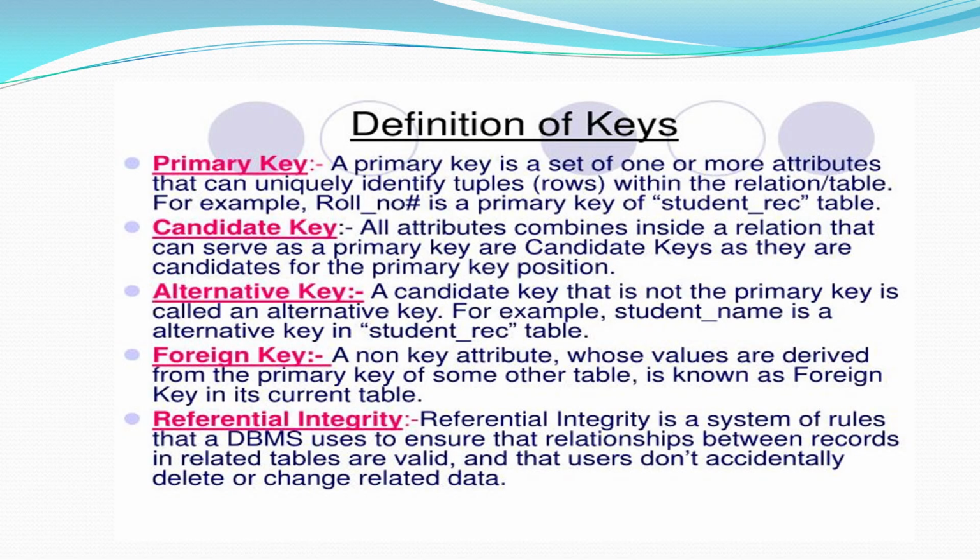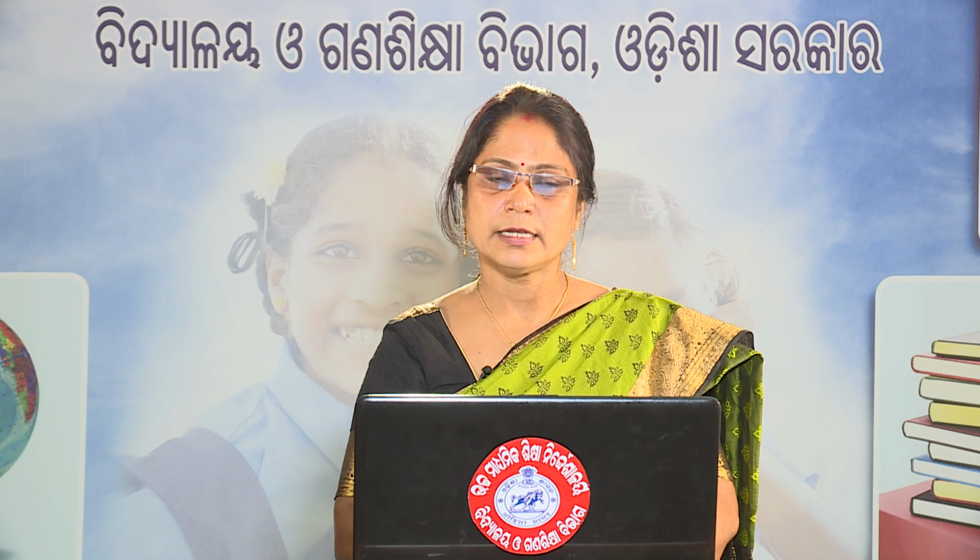Hence, both these attributes, roll number as well as the registration number, can be candidates for primary key, while if we are using one key as a primary key, then the other key is known as alternate key, or a candidate key that is not the primary key is called an alternate key. For example, student roll number is an alternate key if we are using student registration number as a primary key.